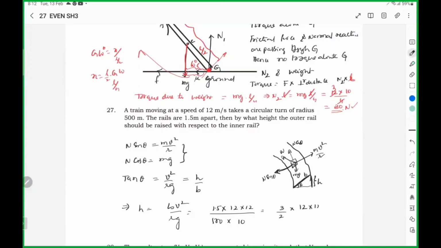12 into 12 by 5 into 10 cube. So here it is 12 into 18, 216 by 5, which is 43.2 into 10 power minus 3 meters.